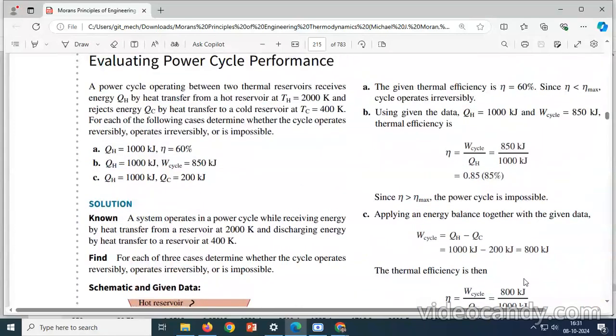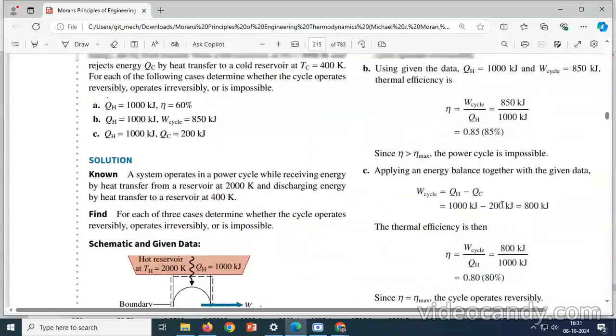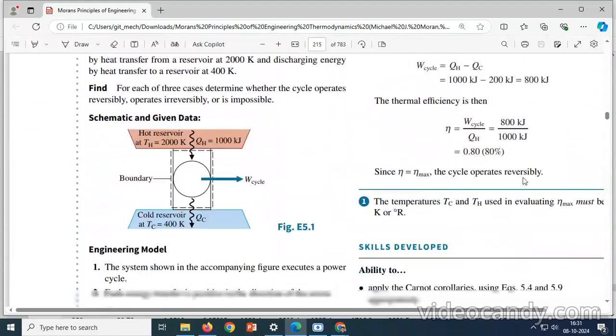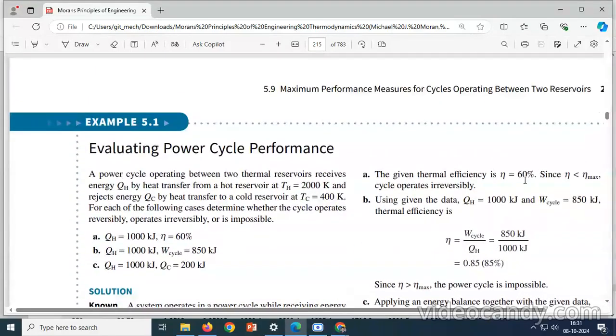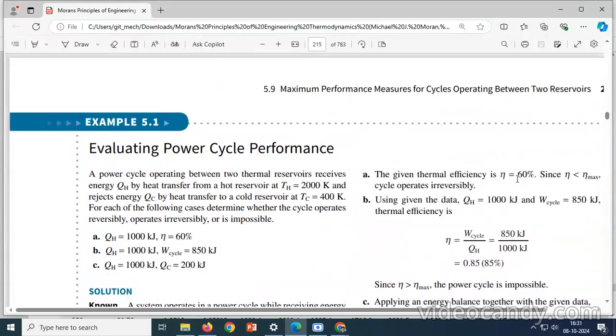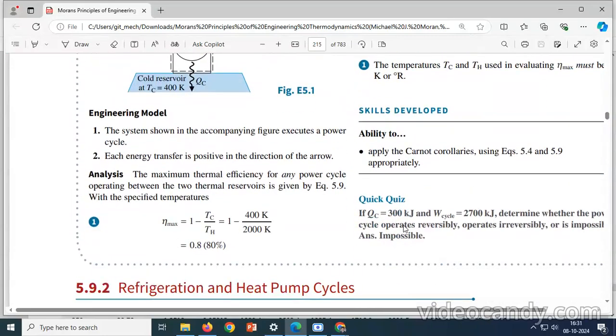Impossible means, see here, you are crossing more than 80%. Impossible, because if you calculate all the values, you'll come to know 80% is the maximum possibility as per the cycle work done. Now see here, another case. They have given 60%, but the maximum possible is 80. So what is happening here? 60 means it is irreversible. You cannot reverse it. If you reverse it, efficiency may be 20% for a heat pump or 80% for an engine. That is not possible here. It's working with the lower efficiency. You cannot reverse it. So these comments you have to write after completing the problem.